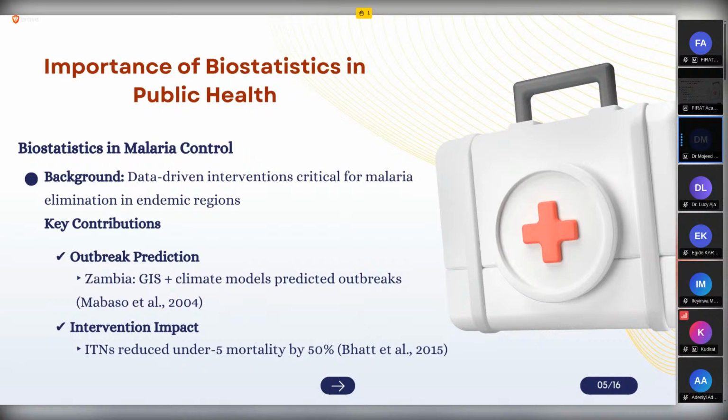Then intervention impact. ITNs, insecticide-treated nets, reduced under 5 mortality by 50%. So we can see that without biostatistics, there is no way you can model. In advanced biostatistics, we deal with modeling. Okay, so in advanced biostatistics, we model to be able to predict what an outcome will be given some predictors or independent variables. So let's go to the next slide, please.